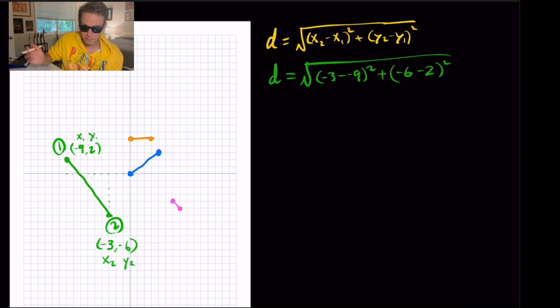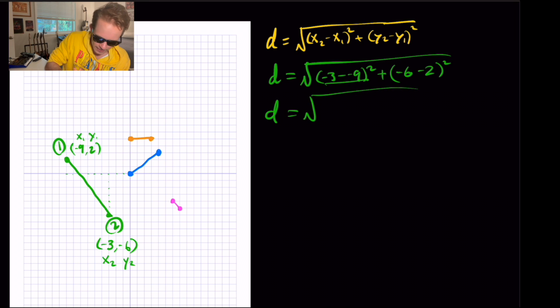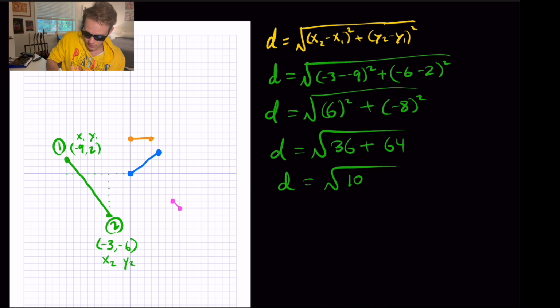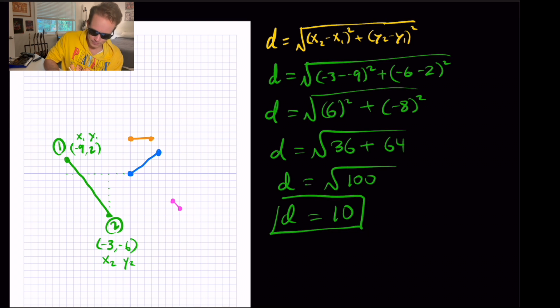And now you're just doing your number crunching. That's all that is. So D is equal to negative 3 minus negative 9, that's going to be positive 6, and then we're squaring it, plus negative 6 minus 2 is negative 8, and then we're going to square that. So the distance is equal to the square root of 36 plus 64, which is 100, and that gives us the square root of 100, which is 10. So the distance between these two green points is 10.